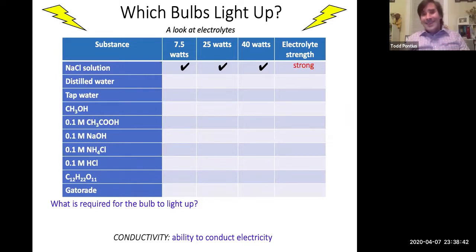Distilled water, not so much. Distilled water is a non-electrolyte. Now it turns out that 1 out of every 10 million waters or so actually auto-ionizes into H+ and OH-, but pretty insignificant in the grand scheme of things.